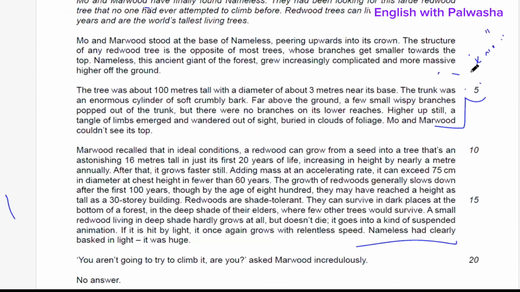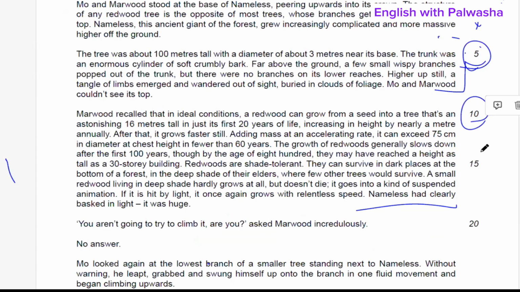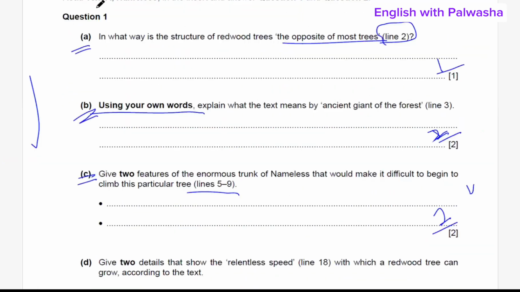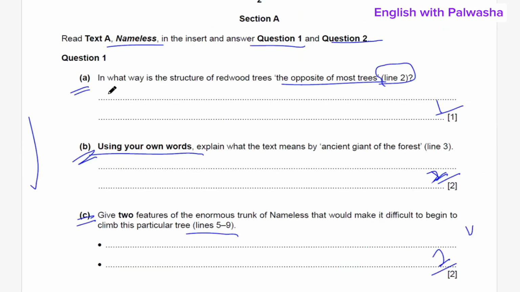Why have they given these numberings here? I'm sure you are aware: because you can count the lines. When they present the question, they also mention it in the question. Let's suppose the first question says, read Text A, Nameless, in the insert and answer questions one and two. In question one there are many parts. For example, in what way is the structure of redwood trees the opposite of most trees? They have mentioned line number two, so the answer is somewhere in line two.